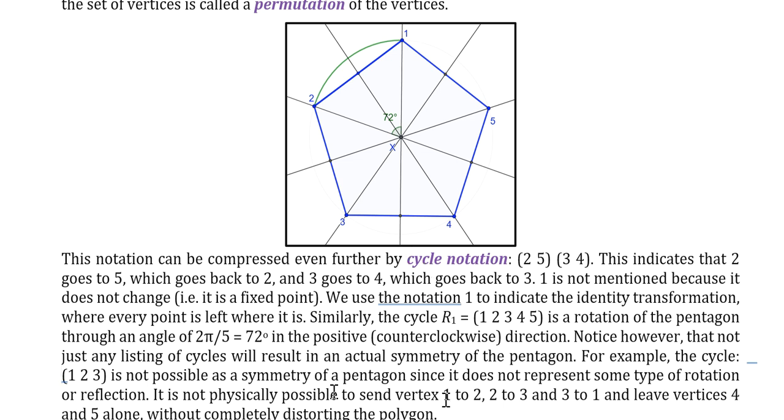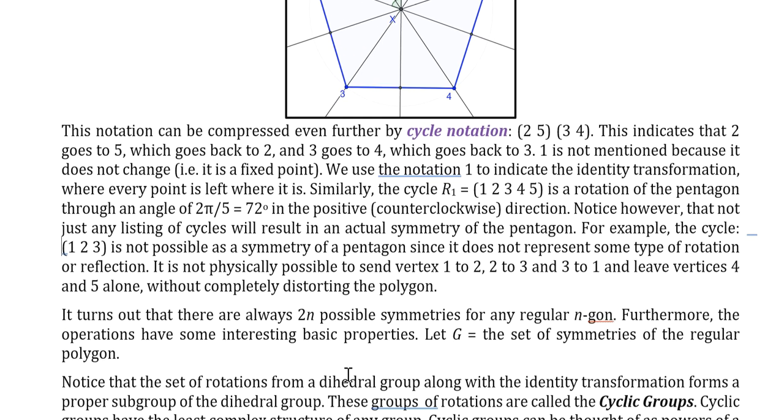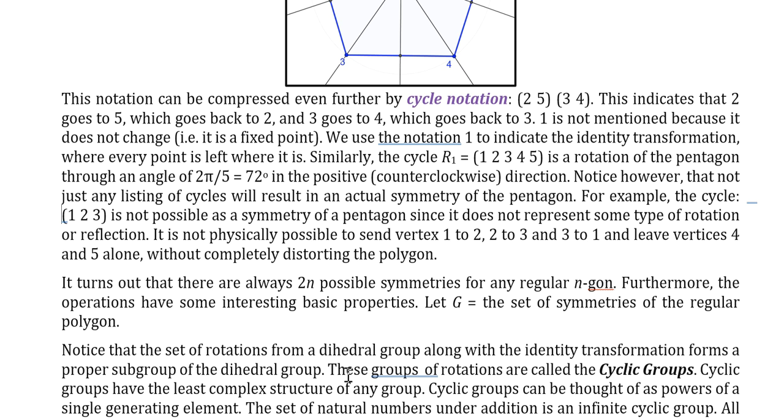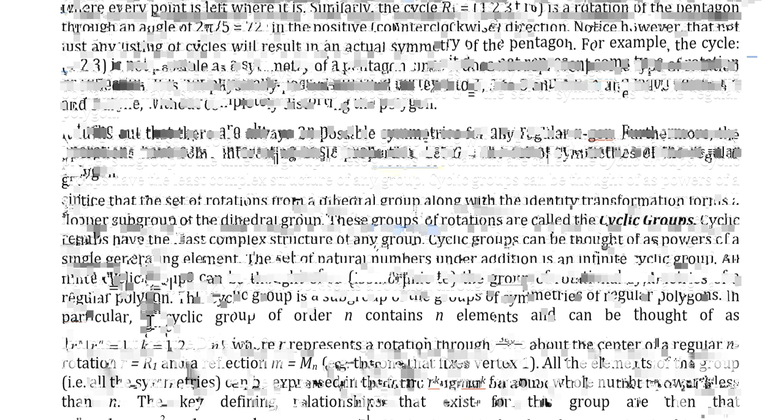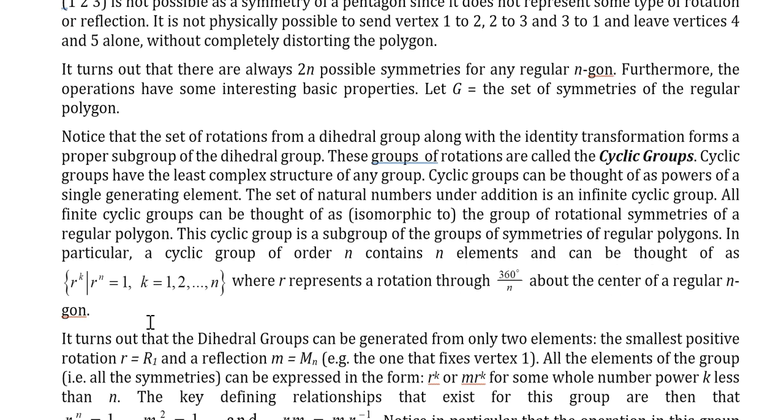So it's not physically possible to do that without completely distorting the polygon. So again, it turns out there are always 2n possible symmetries for any regular n-gon. Furthermore, the operations have some interesting basic properties. Let G be the set of symmetries of the regular polygon. Notice that the set of rotations from a dihedral group, along with the identity, forms a proper subgroup of the dihedral group. These groups of rotations are called cyclic groups.